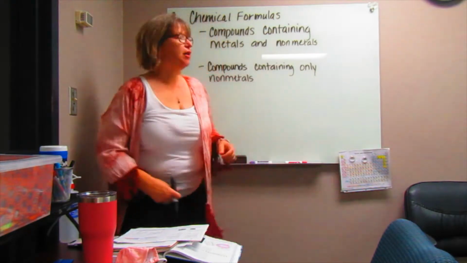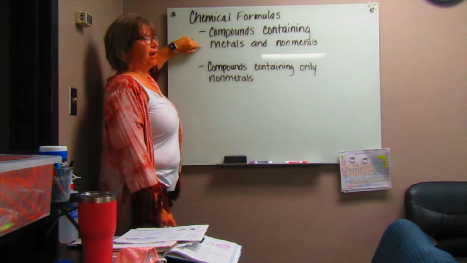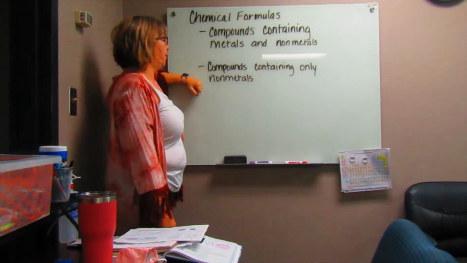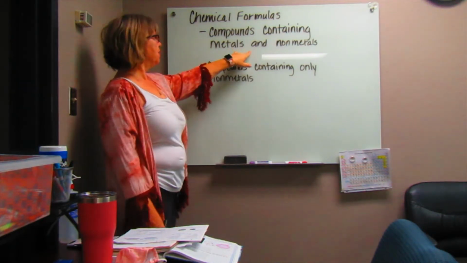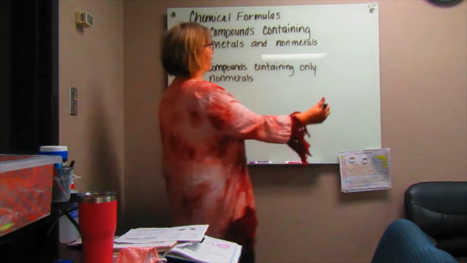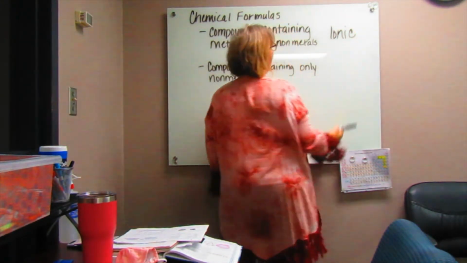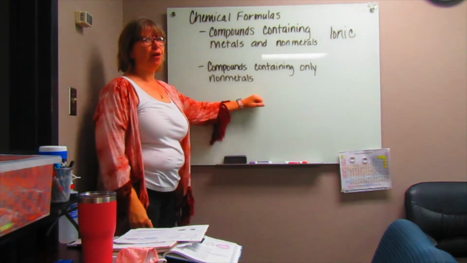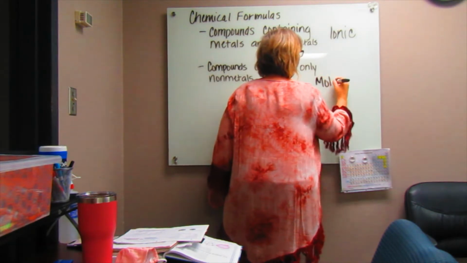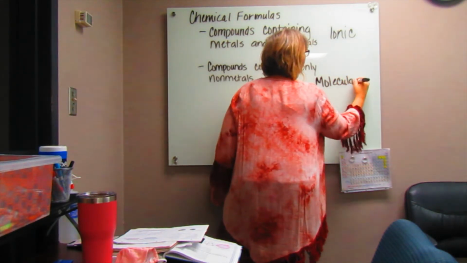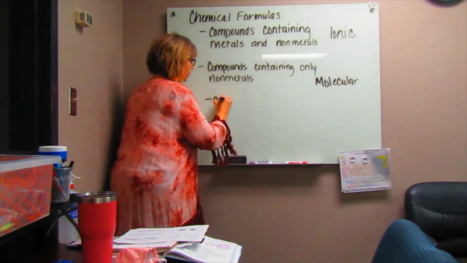We've got two different types of chemical formulas. We have compounds that contain metals and nonmetals, and then we have compounds that contain only nonmetals, okay? The compounds that contain metals and nonmetals are ionic compounds. And the compounds that contain only nonmetals are molecular. One thing to remember is your metals are always listed first.